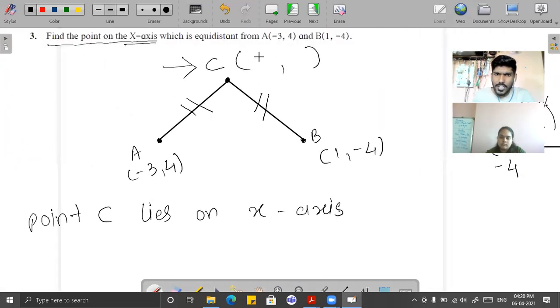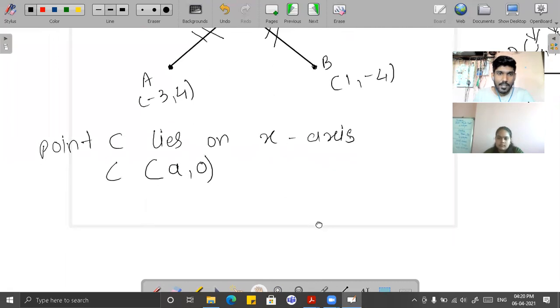That means the x coordinate will be some number A, and the y coordinate will be 0. So point C, since it lies on the x-axis, will have the coordinates A, 0, where A is some number. We don't know what it is. We have to find out. Is this clear? Yes? Okay. Now we will start with the process of finding A.